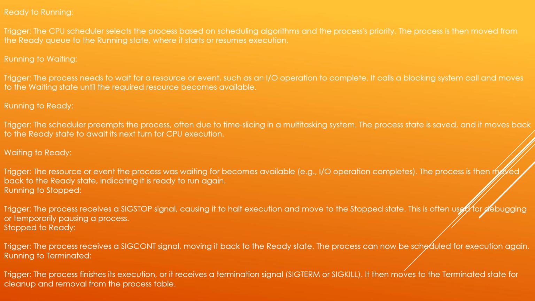Stopped to ready. The process receives a SIGCONT signal, moving it back to the ready state. The process can now be scheduled for execution again. Running to terminated. The process finishes its execution or it receives a termination signal, that is SIGTERM or SIGKILL. It then moves to the terminated state for cleaning up and removal from the process table.